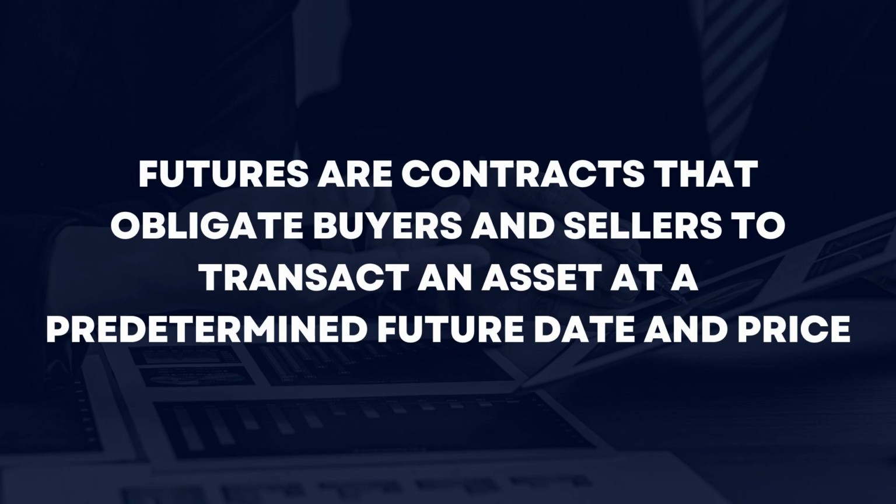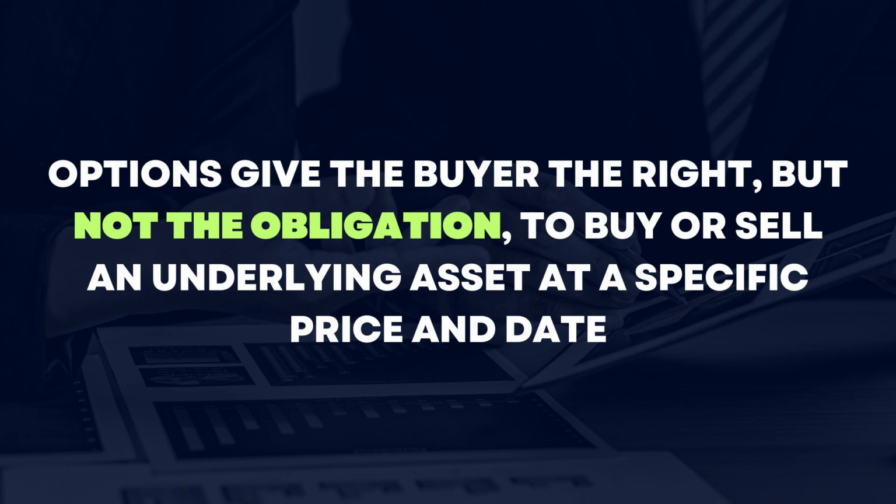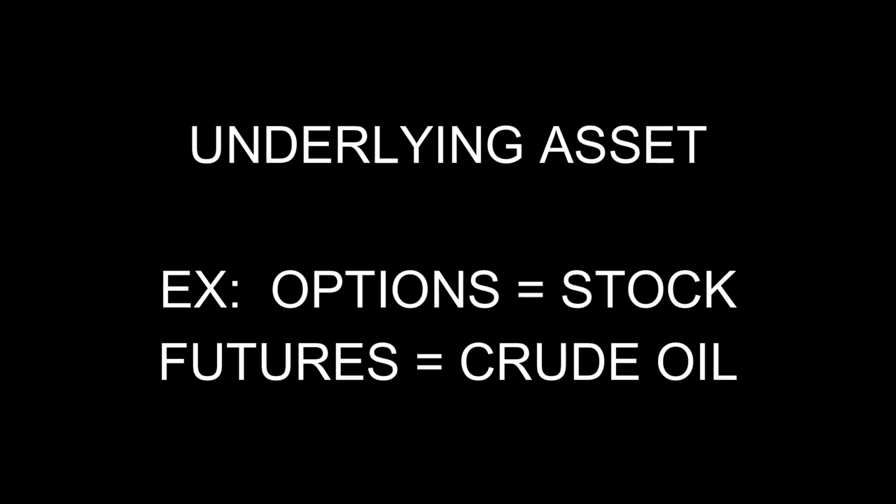Futures are just contracts. They obligate a buyer and a seller to transact an asset at a predetermined future date and price according to the contract. Options, on the other hand, give the buyer the right, but not the obligation, to buy or sell an underlying asset at a specific price and date. Now, this is why they're called derivatives, because you're trading an underlying asset with a futures contract or an options contract. So one of the biggest differences between futures and options is the level of leverage and risk.